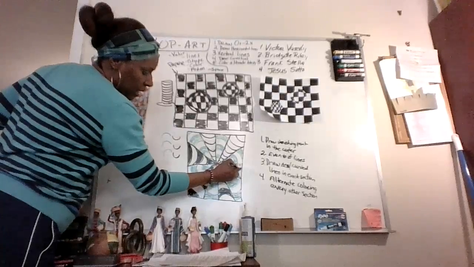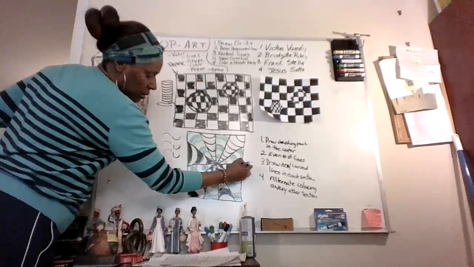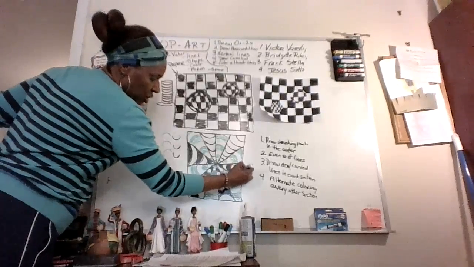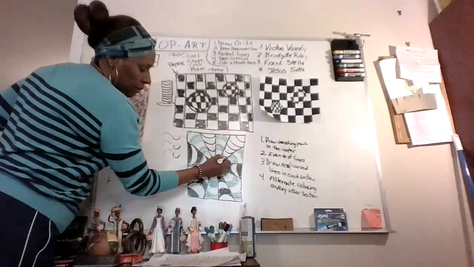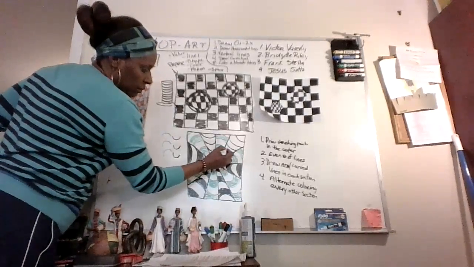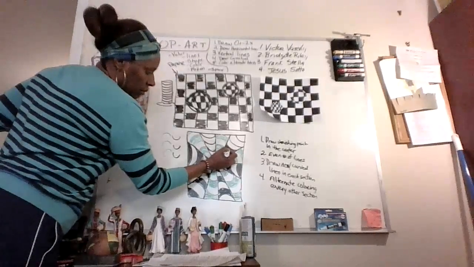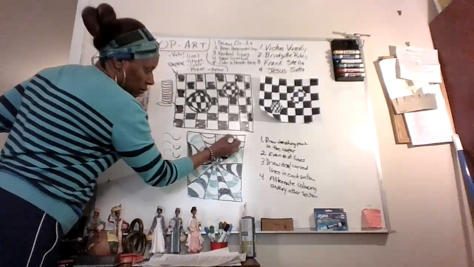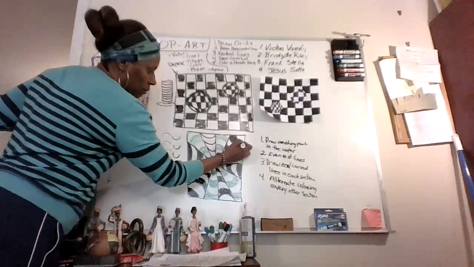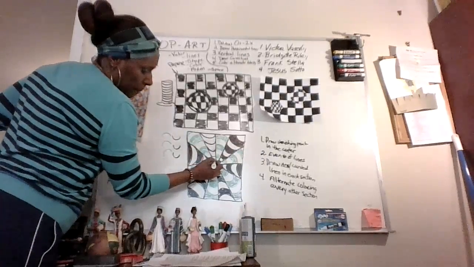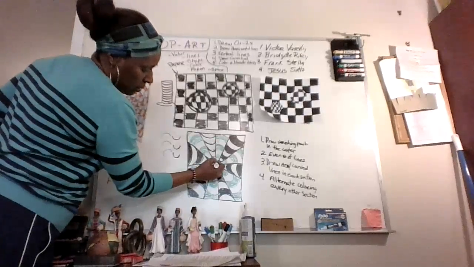And again, just like on the other one, you have to slow down just a little bit to pay attention to what you're doing. Make sure that you are intentionally putting those colors where you want them to be. Let's see how I want to do this one. There we go.